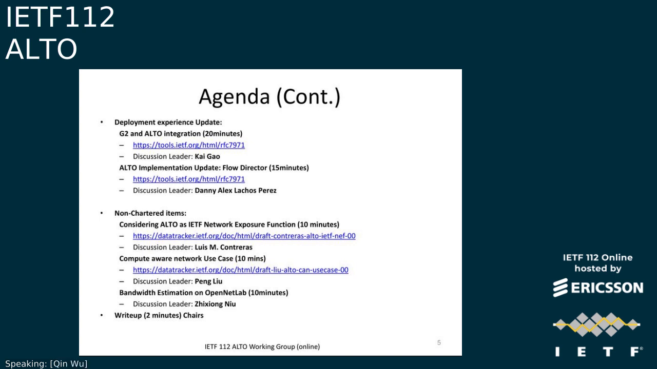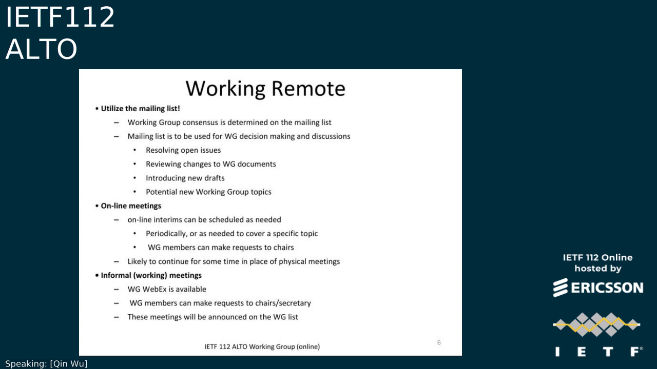Okay, let's move on. We are already familiar with working remotely, but I want to highlight three things. The first, we should utilize the mailing list. Usually the working group consensus is judged on the mailing list. Today we have important discussion in this meeting, and we also have periodic interim meetings and informal meetings, but usually the working group decision is made on the mailing list.